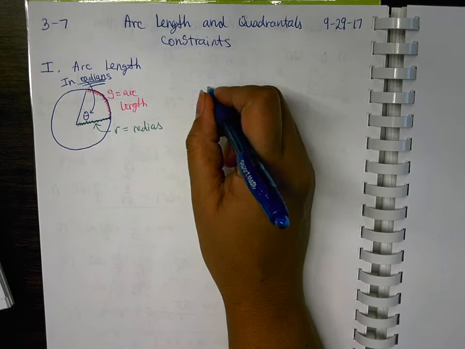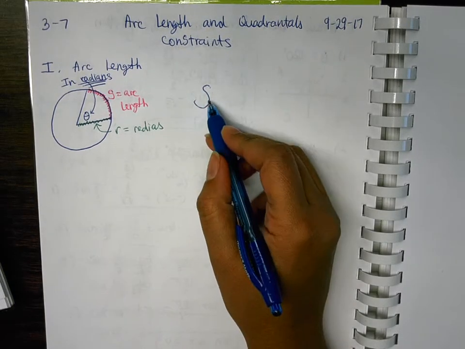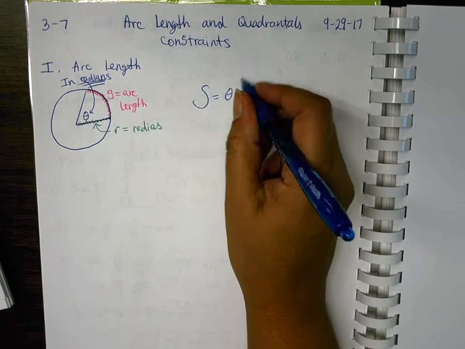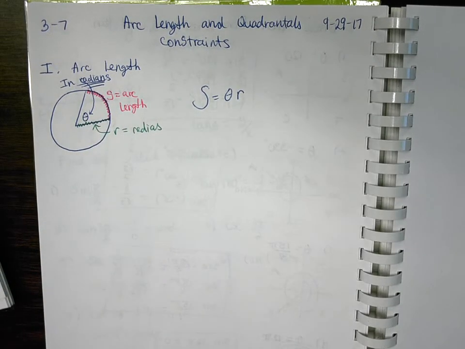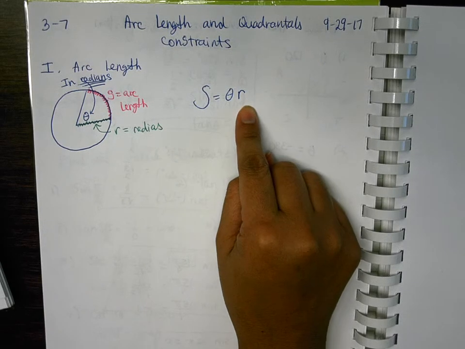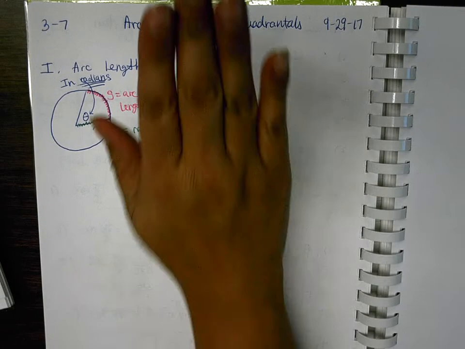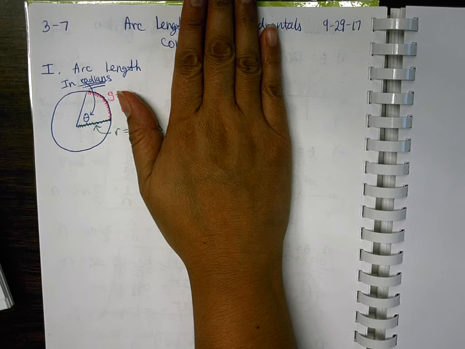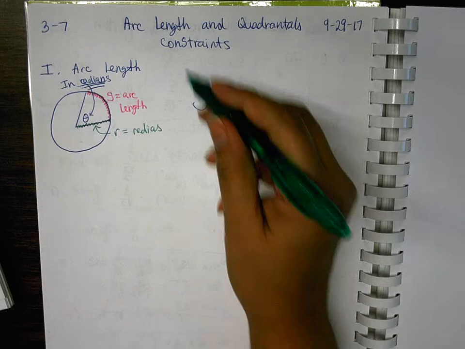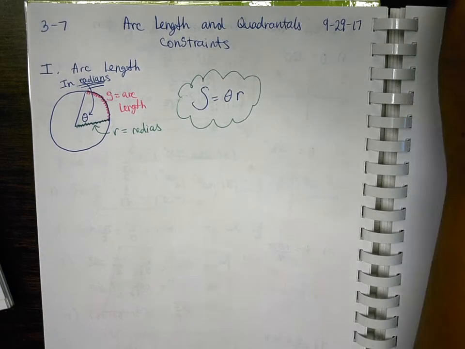The formula is this. S, the arc length, equals your angle times your radius. S equals theta times R. Think of it as we are eagles. We soar like an eagle. Can't spell, but we can soar. So that's one way to remember it. S equals theta R. Without looking at your notes, what is it? S equals theta R. Okay. Questions here before we do our examples?